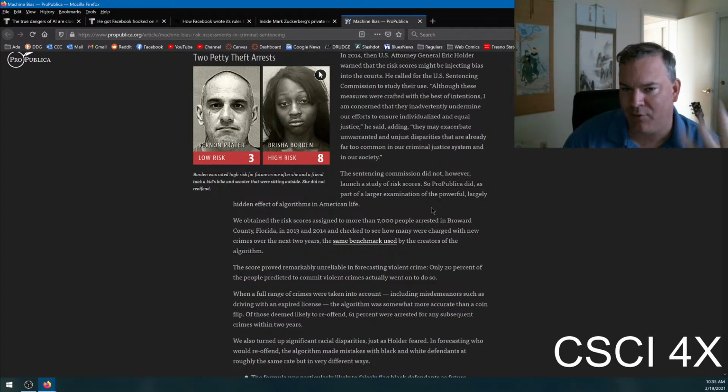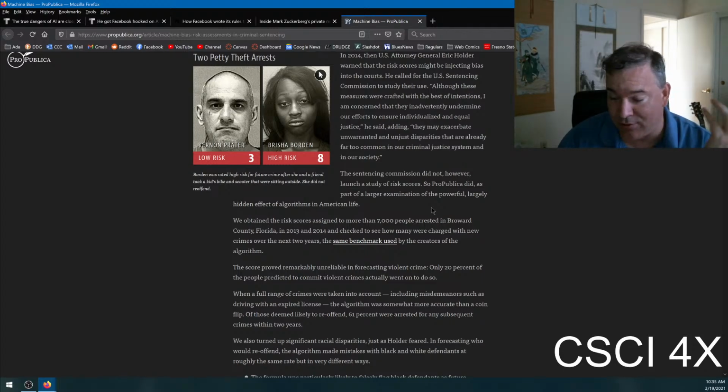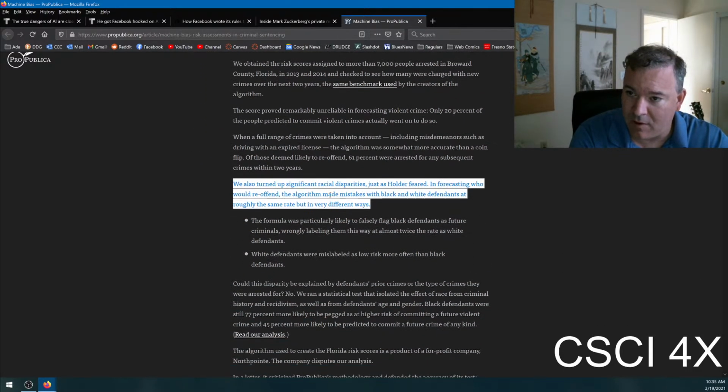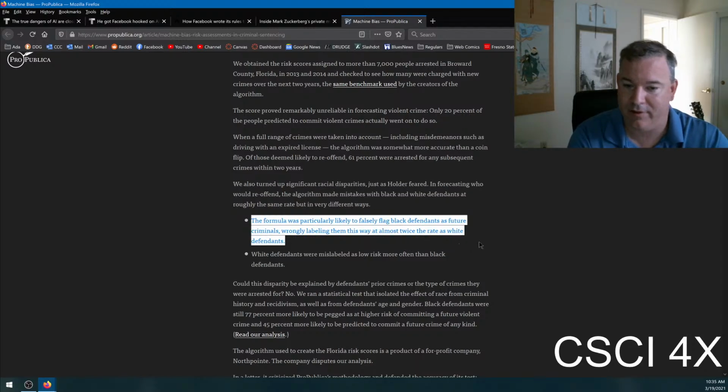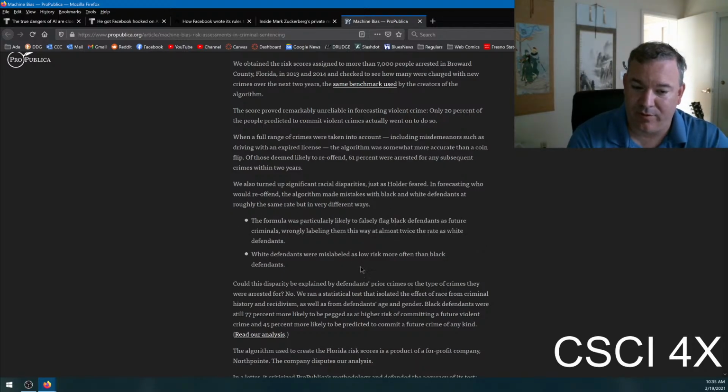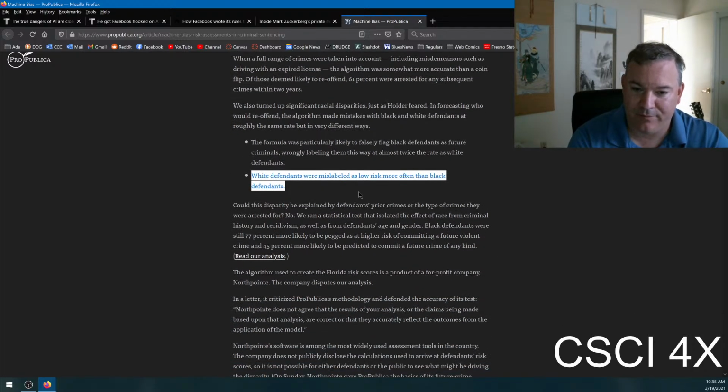And so if the company says, we don't even gather racial data, we're not punching the color of somebody's skin in there, then that's a bit of evidence in their favor, right? But then the ProPublica study says they turned up racial disparities. It was more likely to falsely flag black defendants as future criminals, and white defendants were mislabeled as low risk more than black defendants. And so, how? Without having the source code, it can be hard to say.